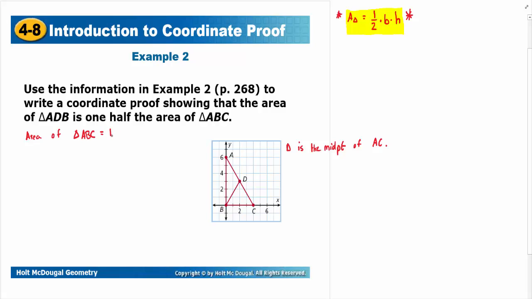That's going to equal 1/2 times the base. Now you can look here at the base. They're giving you the base. That's the distance on the x-axis.